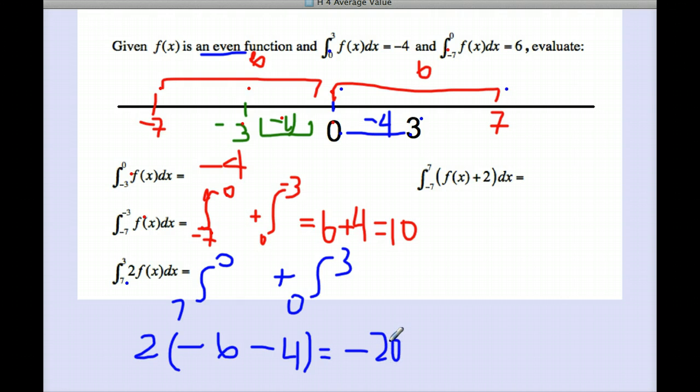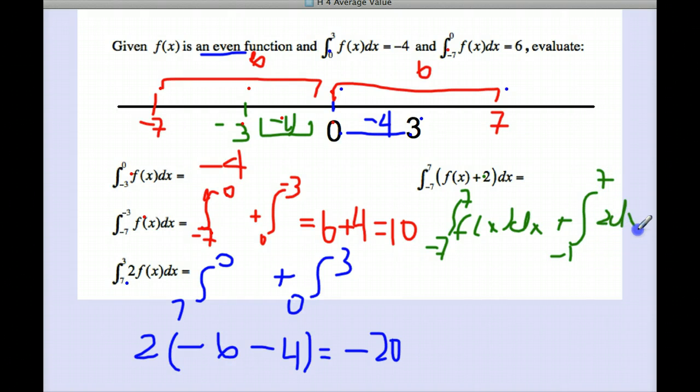Okay. And let's do this last one in green. If you notice, I go from -7 to 7, and I also have a 2 right here. So let's go ahead and split this up. I go from -7 to +7, f of x dx, plus the integral of -7 to 7 of 2 dx.